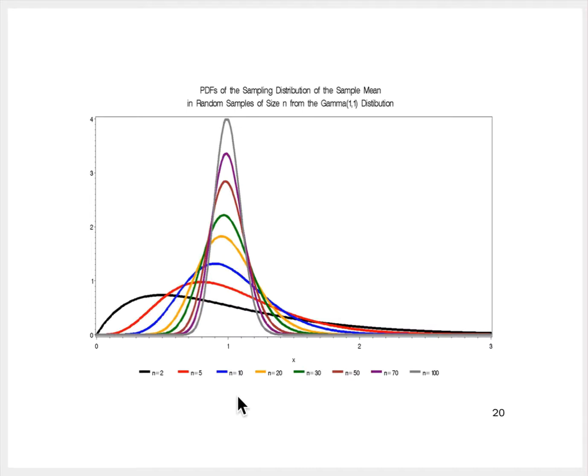They will always be right skewed, but what we're seeing here is that as we increase the sample size, the sampling distribution of the sample mean, when sampling from this particular gamma distribution with parameters alpha equal to 1 and beta equal to 1, becomes less and less and less skewed.